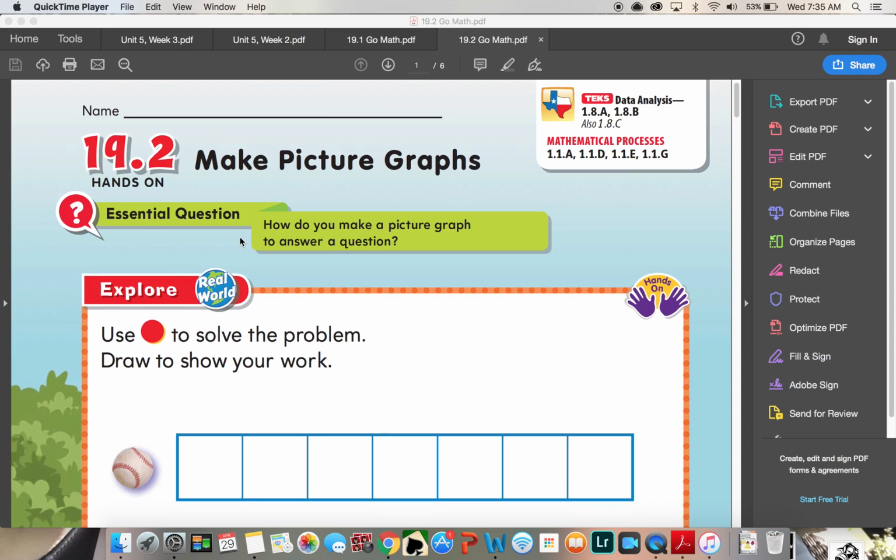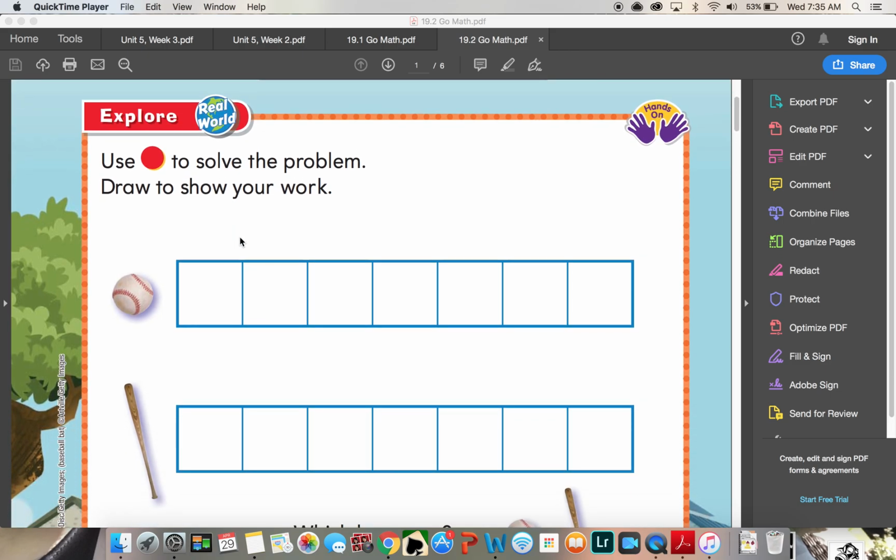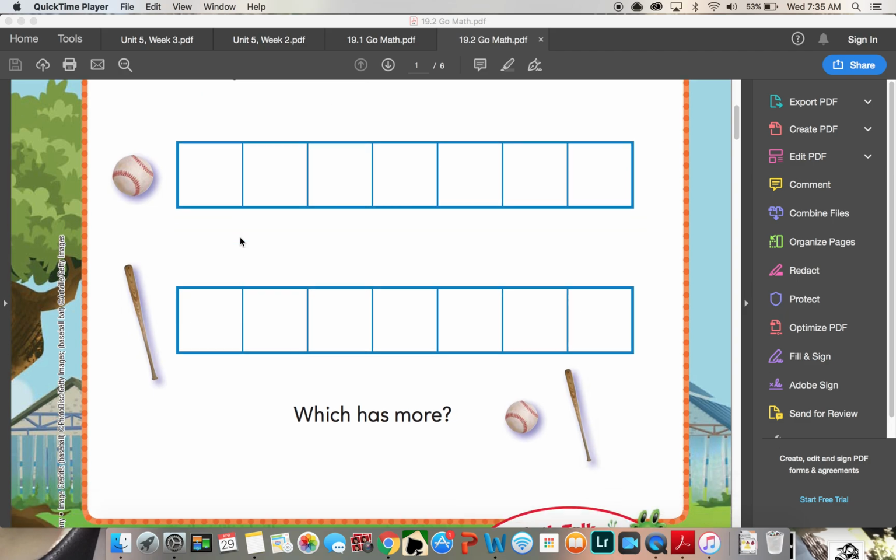19.2, make picture graphs. How do you make a picture graph to answer a question? Use counters to solve the problem. Draw or show your work.